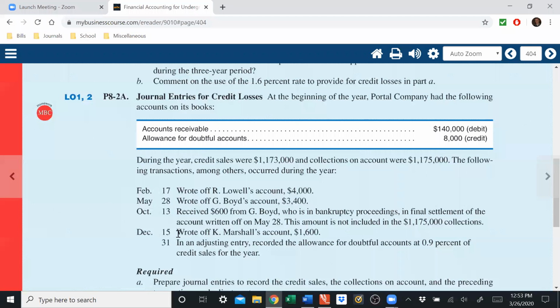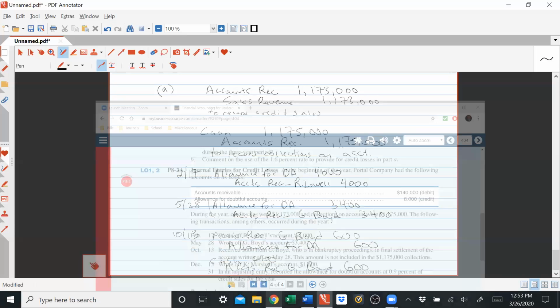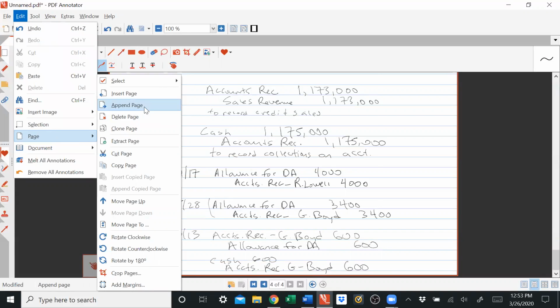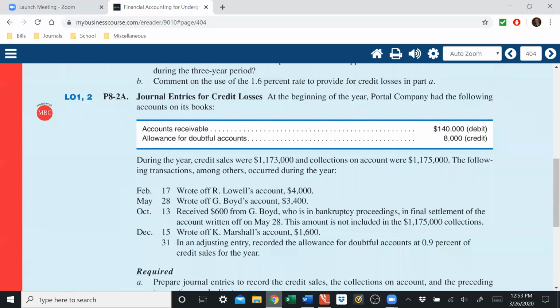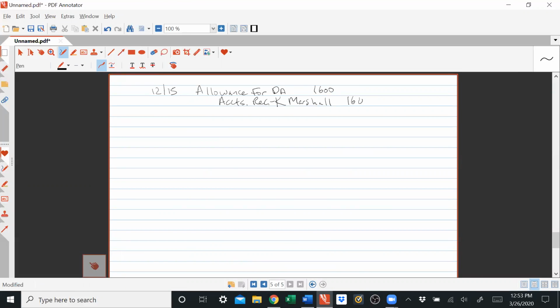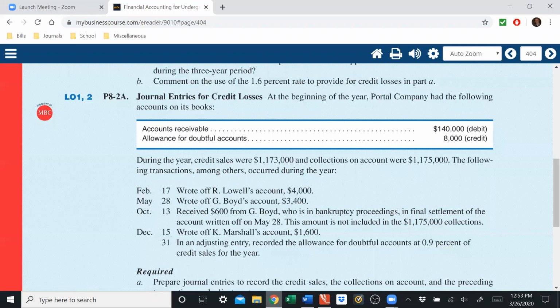And then December 15th, write off K. Marshall's account, 1,600. Let's set up a new page. 12/15, write off K. Marshall's account. Just like we did before, we get rid of the allowance, get rid of the account. K. Marshall for 1,600. And then on December 31st, we make the adjusting entry to record our estimate of the amount of credit sales we won't collect this year.